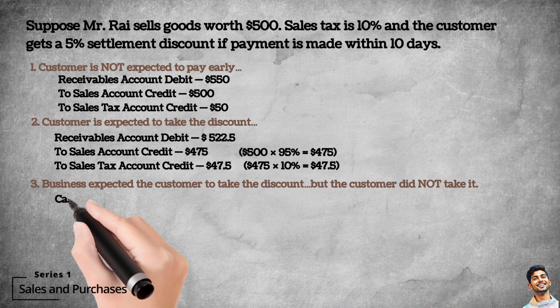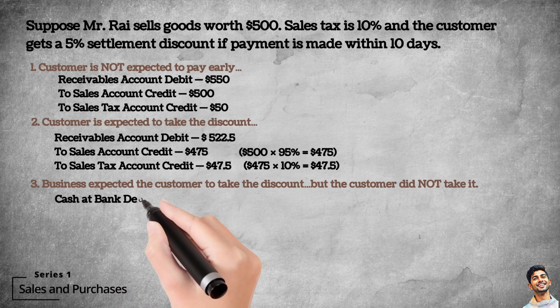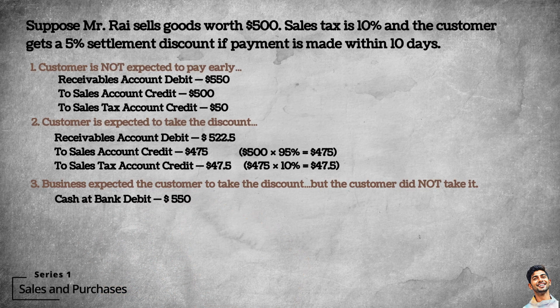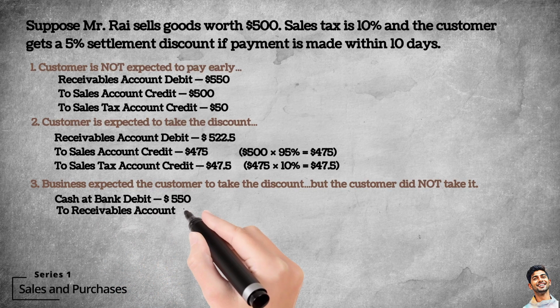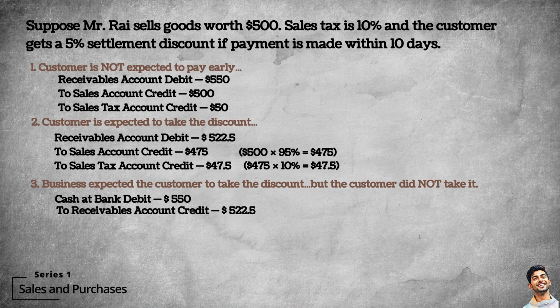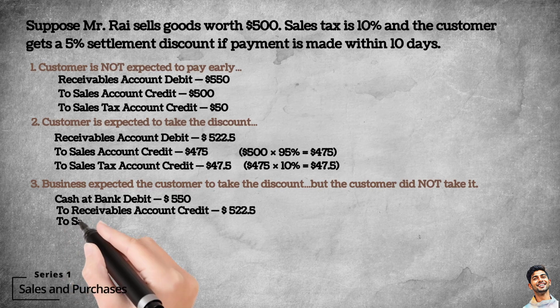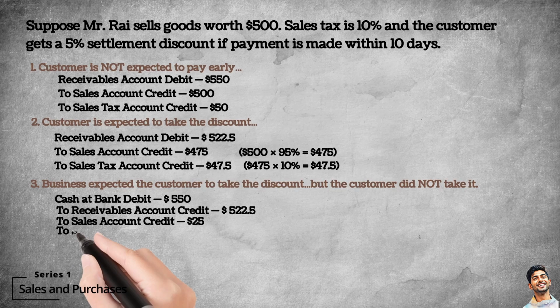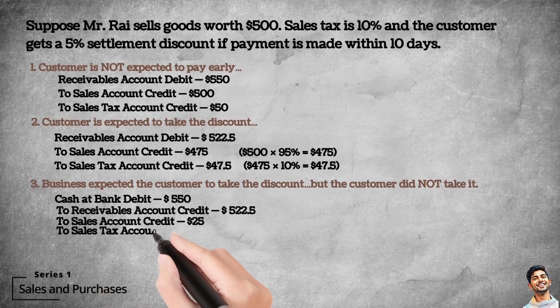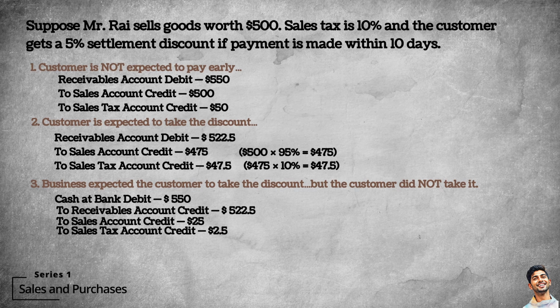Now suppose the business expected the customer to take the discount, but the customer did not take it. Then extra revenue is recognized later. So the entry will be like: cash at bank debit $550, to receivables account credit $522.5, to sales account credit $25, to sales tax account credit $2.5. So this additional amount becomes extra sales and extra tax liability.